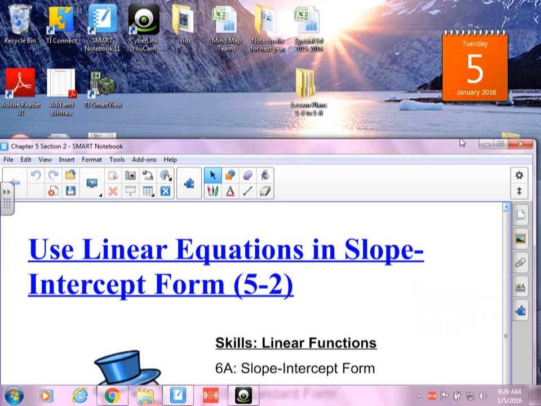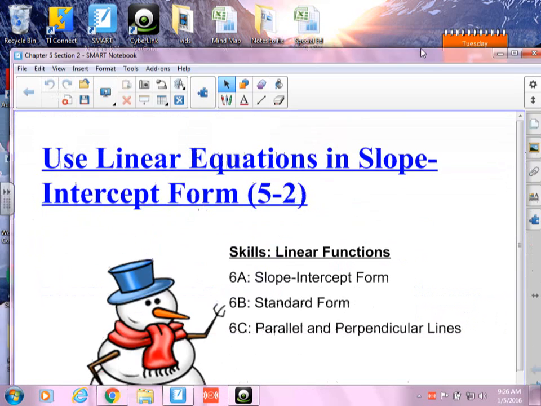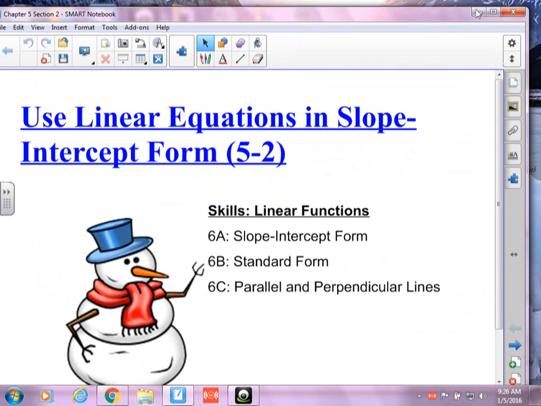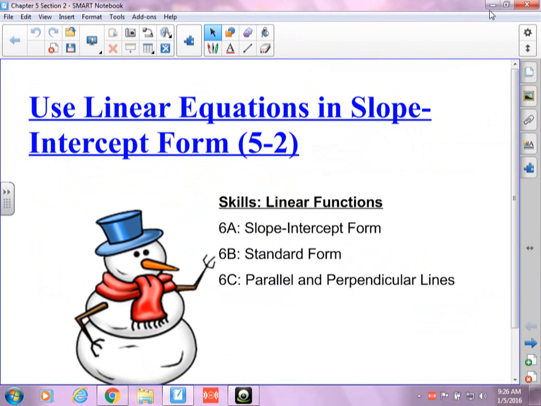Right, so today we're in chapter 6 of our Schoology, but in our book we're in chapter 5, section 2, and you'll notice that we're using linear equations in slope-intercept form. So we're working on standard 6A is what we're doing.